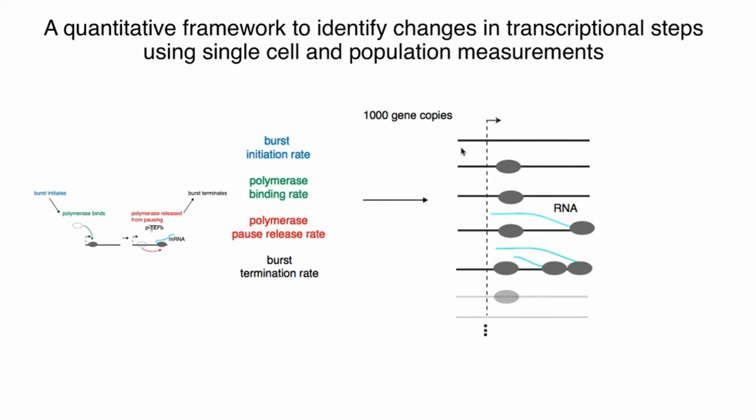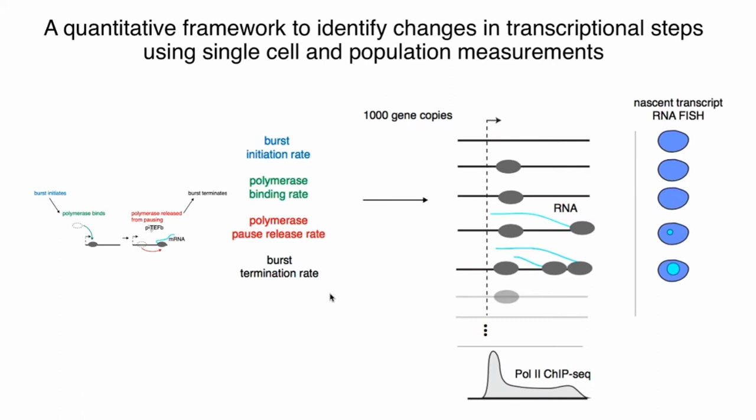Again, the rate of that binding will be determined by the polymerase binding rate value. Then the bound polymerase can undergo pause release and make an RNA. Those steps could potentially happen multiple times, and then the gene will undergo a termination rate. And so we run this simulation of 1,000 gene copies over time. And from this information, we can make predictions about experimental measures.